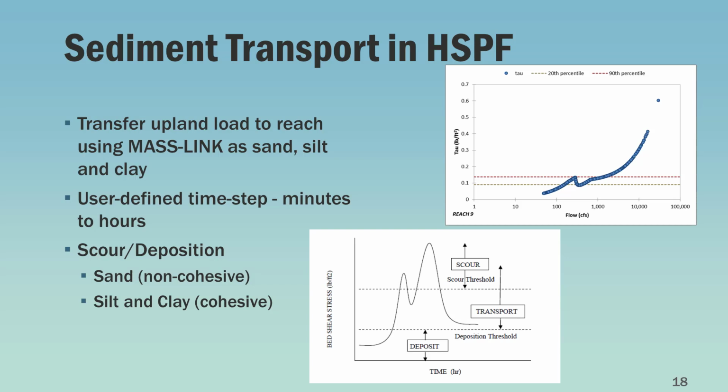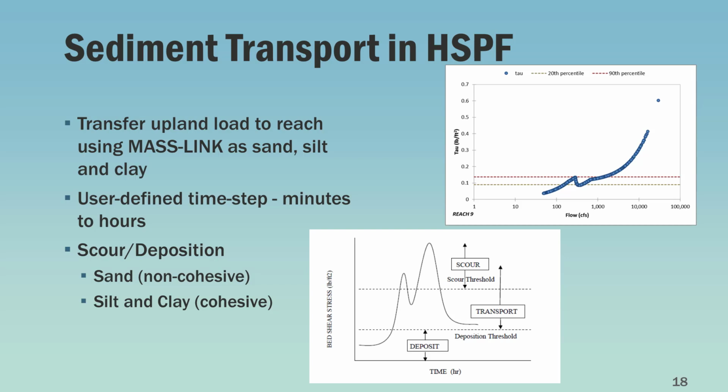HSPF cannot use channel cross-section data directly. However, the functional tables in HSPF, or F tables, which are essentially stage area volume discharge relationships, can be developed based on cross-section data. This generally involves running a true hydraulic model like HEC-RAS that uses actual cross-section data and then using the hydraulic model output to parameterize the HSPF F tables.